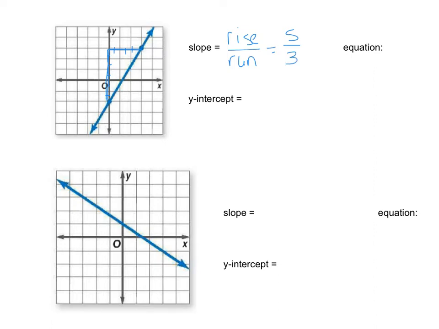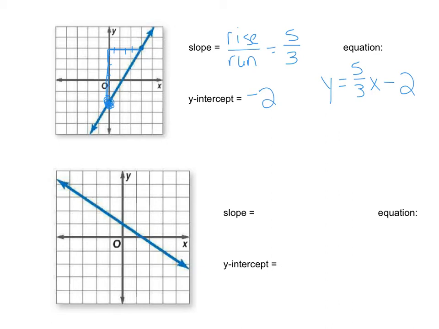My y-intercept, where does this line cross the y-axis? So we look at the y-axis, we look at the line, and the y-intercept is right there, right where it crosses the y-axis. That's at what? That's a -2. So my slope is 5/3, my y-intercept is -2, so I say y equals 5/3 x because the slope is the coefficient of x, -2 because the y-intercept is the constant.